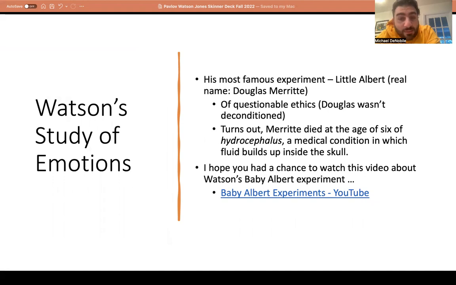But his most famous experiment was on Little Albert, whose name, we found out later on, was Douglas Merritte. It was questionable ethics, because Douglas was conditioned to fear white fuzzy things, but before the experiment was actually able to be finished, they were never able to decondition Little Albert, little Douglas.